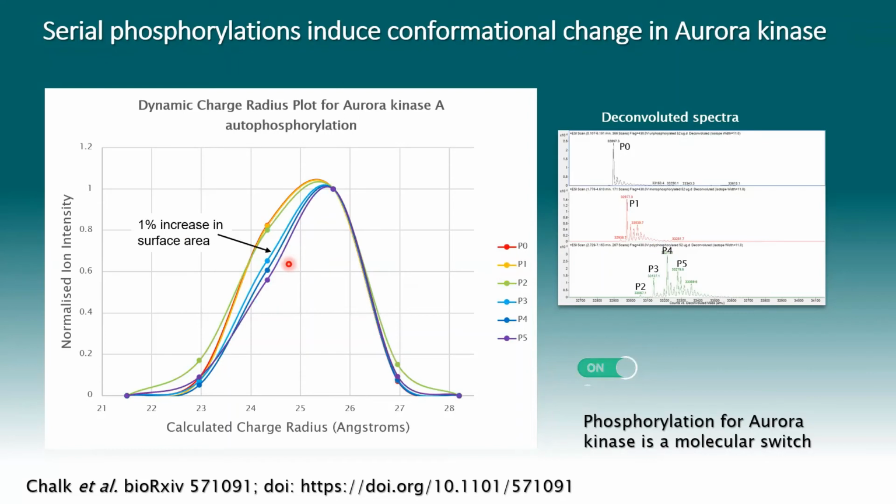So what we're looking at here is a 1% increase in surface area, which is happening as a result of conformational rearrangement that happens between phosphorylation state 2 and phosphorylation state 3.